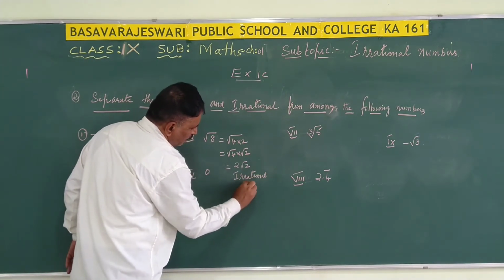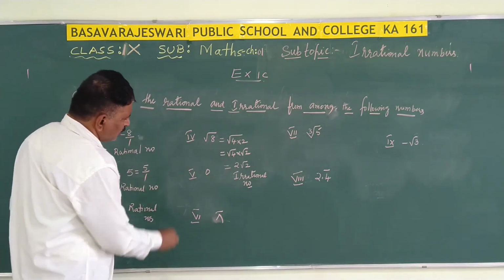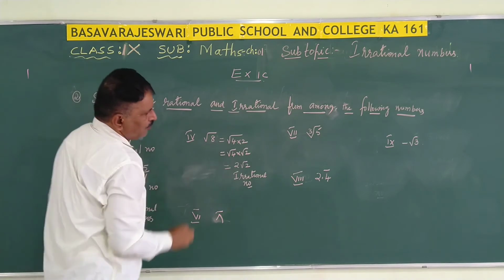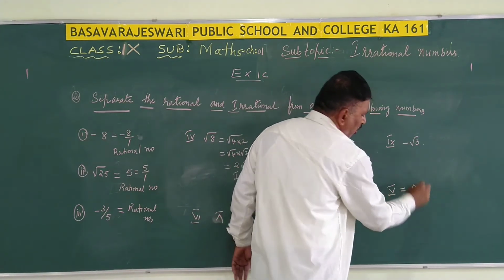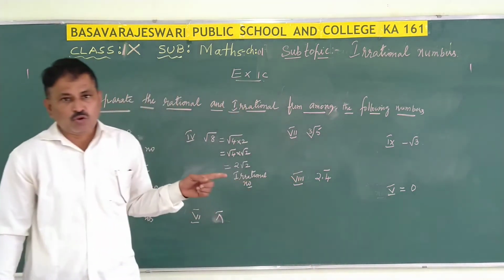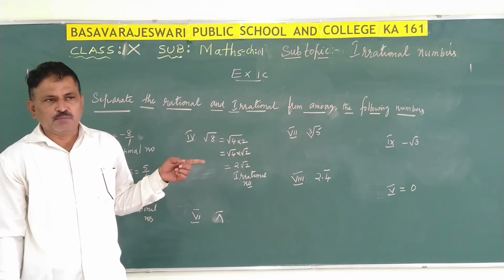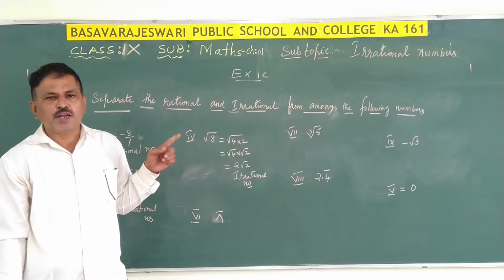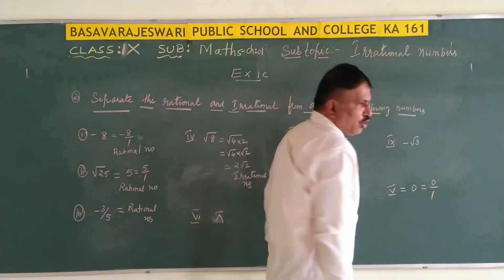Irrational number. Now, I will take 0 last. Okay, I'll write the fifth question here: 0. Already I have given it in the note. While explaining rational and irrational numbers, I gave the note that 0 can be written as 0 by 1.